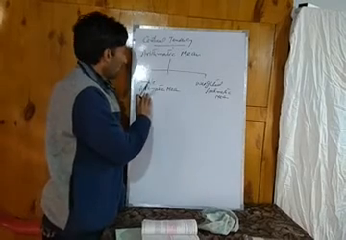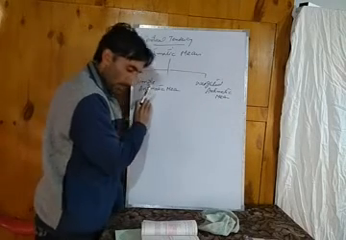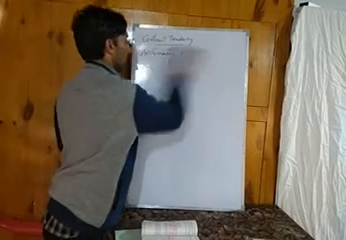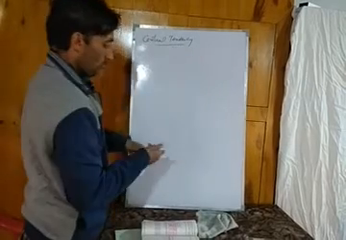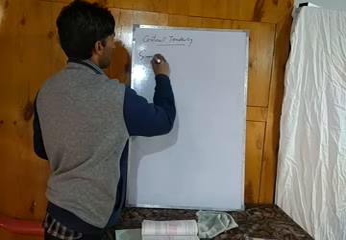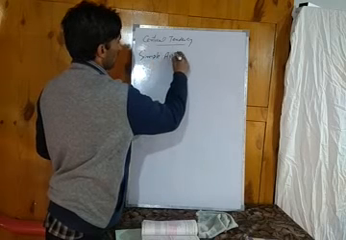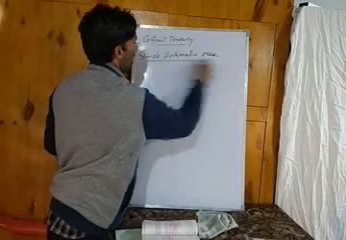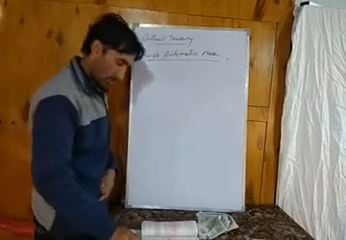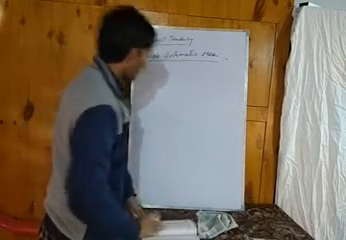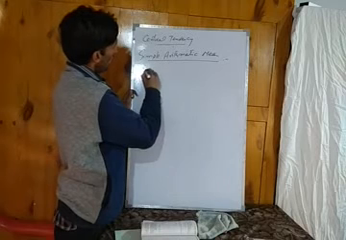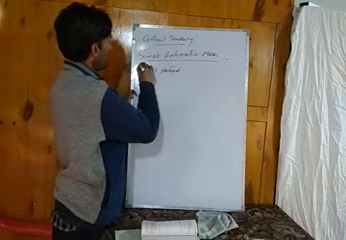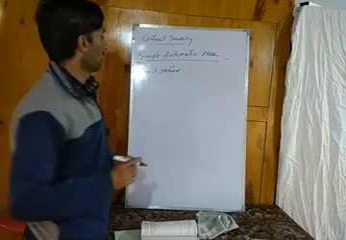First, we will take the calculation of simple arithmetic mean. We have first the direct method. By the direct method, we can calculate the arithmetic mean.